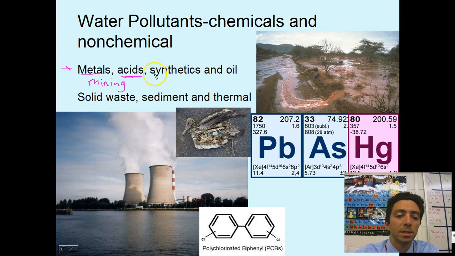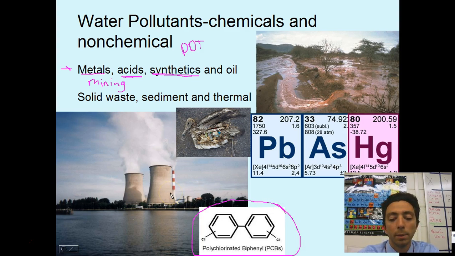Another big one is synthetics. Synthetics can be pesticides that exist in the environment, like DDT, remember, would be a good example of that. They can also be what I have down here, which is PCBs. This is one we'll talk about later in the hazardous wastes, but it's a really big water pollutant. PCBs are chemicals that were used in a lot of electrical devices back in the early 1900s, but they exist in the environment essentially forever.